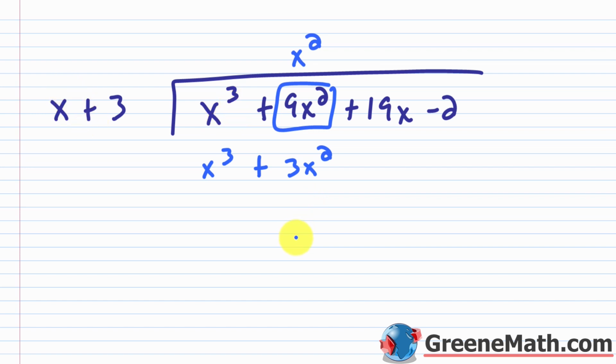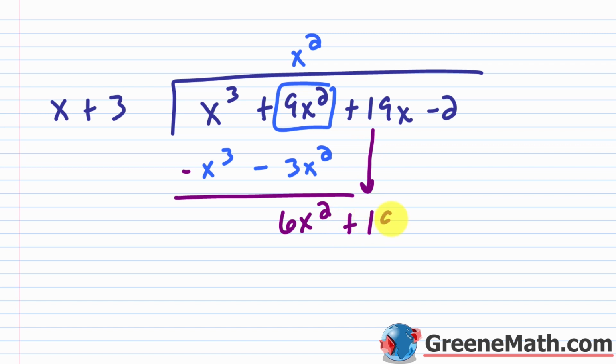Now that we've done our multiplication, we want to do something called subtraction. Now, how do we subtract away a polynomial? We basically change it to addition of the opposite. So I'm going to change this sign to minus. I'm going to change this sign to minus. And so from here, we're going to combine like terms. So x cubed minus x cubed would be 0, so you don't have to write anything. And then 9x squared minus 3x squared would be 6x squared. So now that we have this done, we're going to go to the bring down step. I'm going to bring this guy down, so plus 19x.